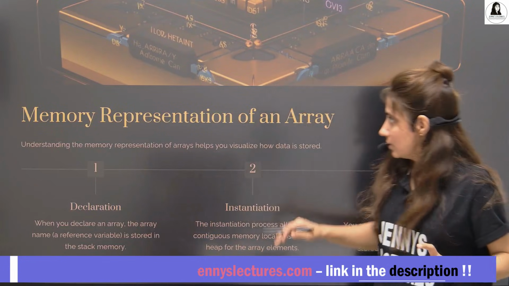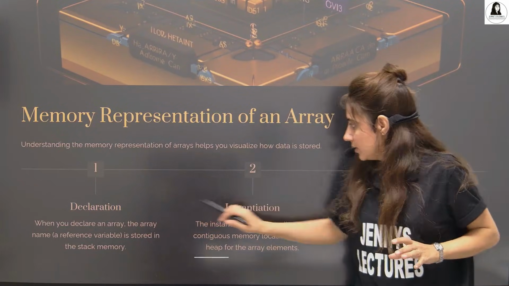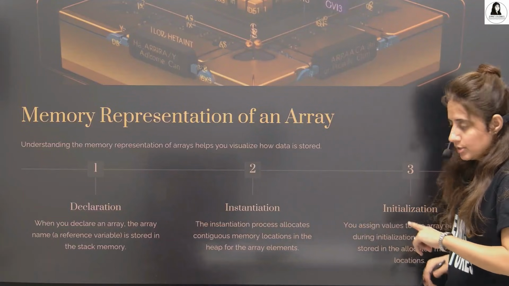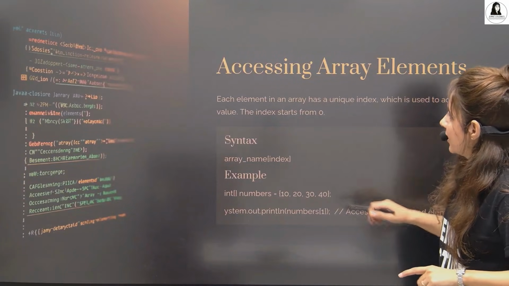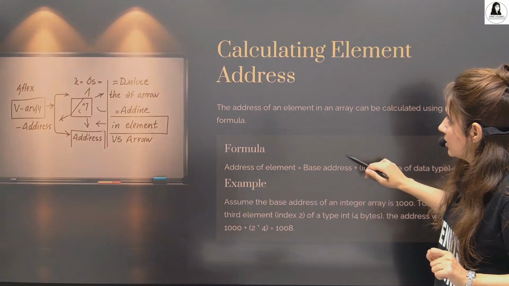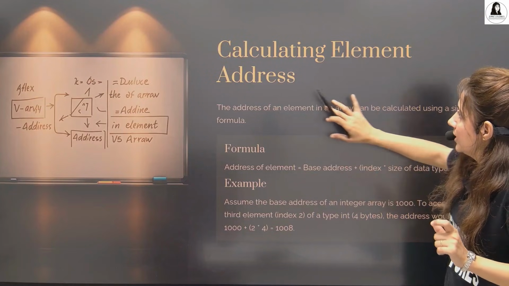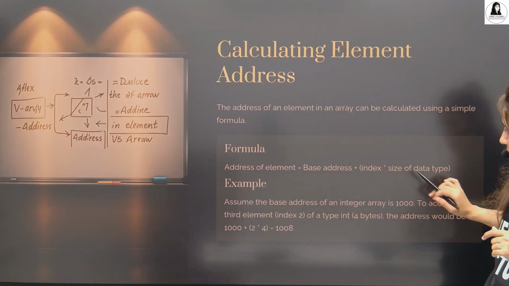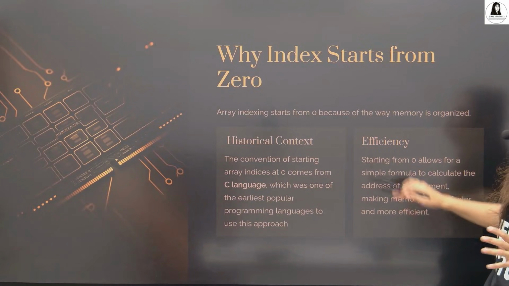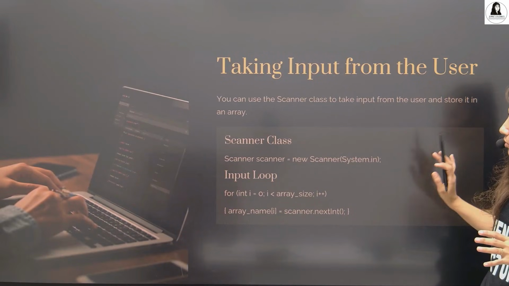So I guess you now got the memory representation, all the three steps. We have discussed this with an example. Accessing an array, that also we have discussed: how to access an array element and how to calculate the element address. This is the formula we have discussed, right? Why the index starts from zero, that also I have told you.